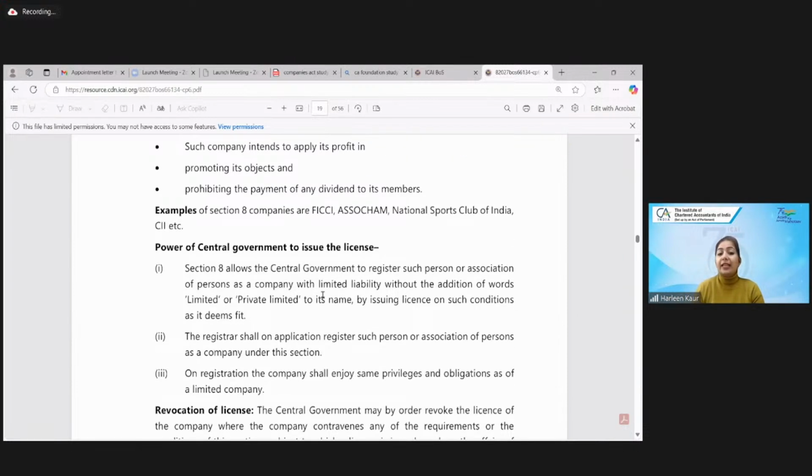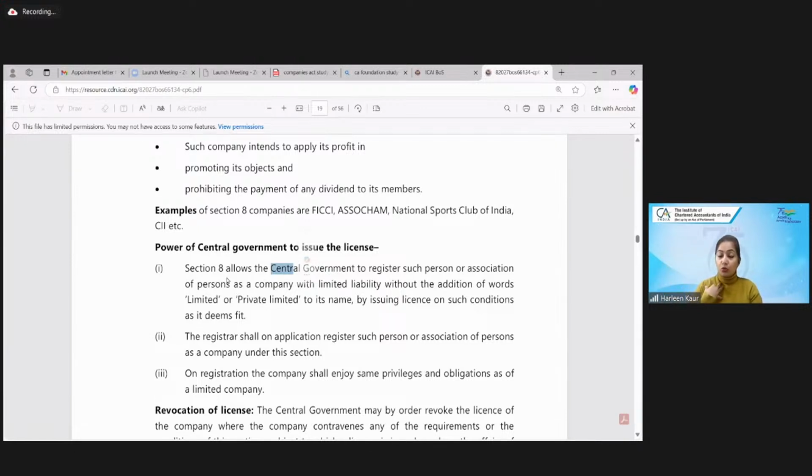Section 8 companies can use the word limited, it has a limited liability, but they're not required to use the word limited or private limited. They simply work by getting a license from the central government. So it's a very important company, you know, children. Section 8 companies, they have to make an application to the central government.